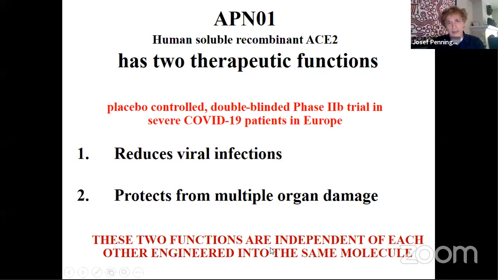What's important, these two functions are engineered in the same molecule and are independent of each other. As far as we can tell, the virus binds on one side, but this does not affect catalytic activity and vice versa. So we have these two functions. We have started recruiting now in Europe and are talking to the FDA about whether we can expand into the US. So this is where we are.